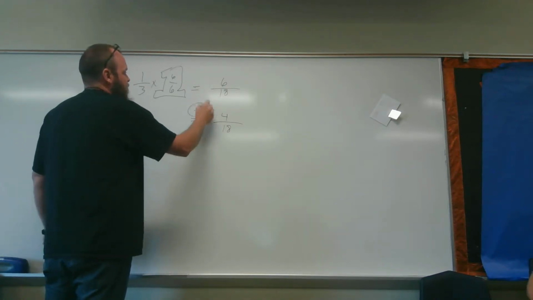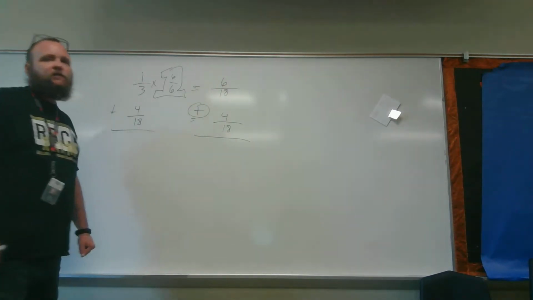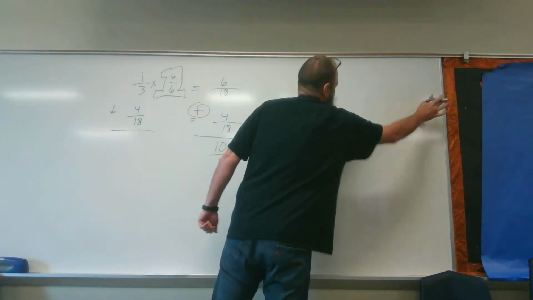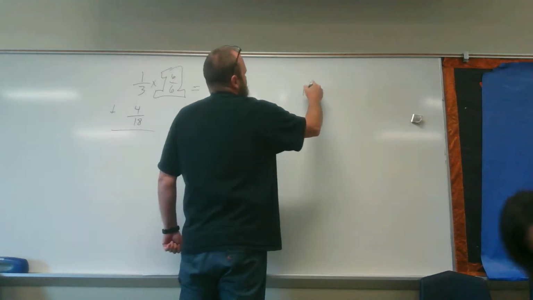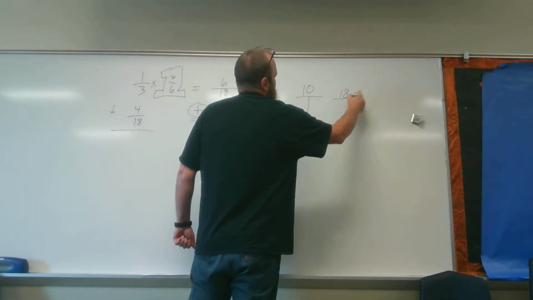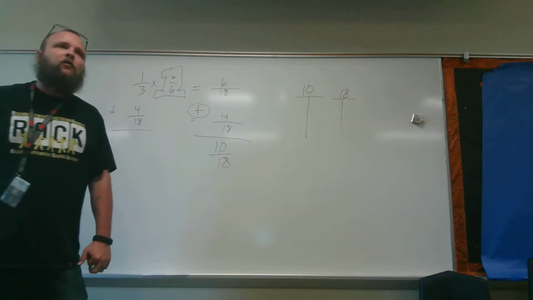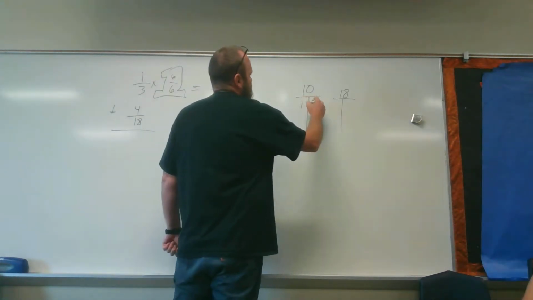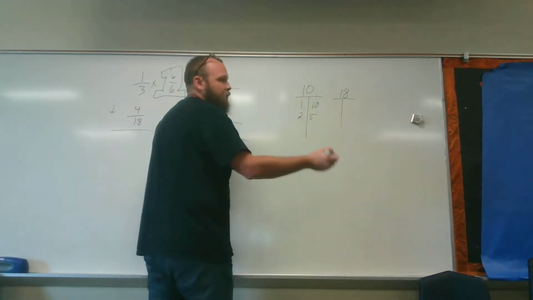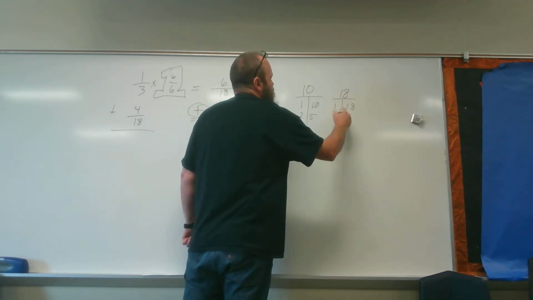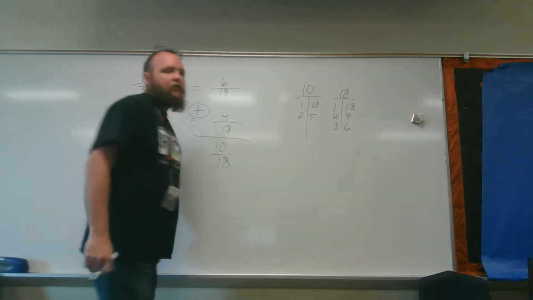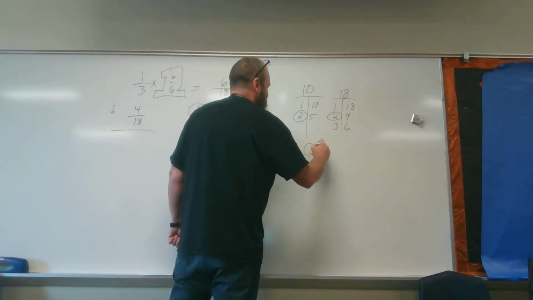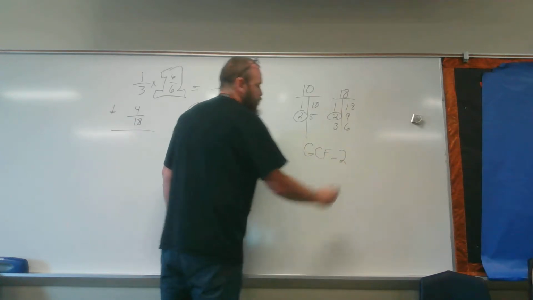It is an addition problem. 6/18 plus 4/18 is 10/18. But wait, it can be simplified. I need to find the greatest common factor for 10 and 18. So I list all my factor pairs for 10 and 18. My factor pairs for 10 are 1 and 10, 2 and 5. For 18, 1 and 18, 2 and 9, 3 and 6. The greatest one they have in common is 2. Therefore, my greatest common factor equals 2.